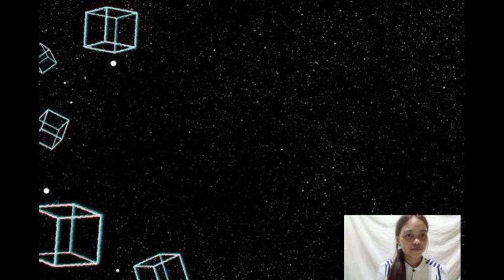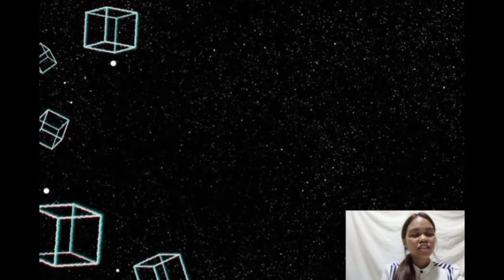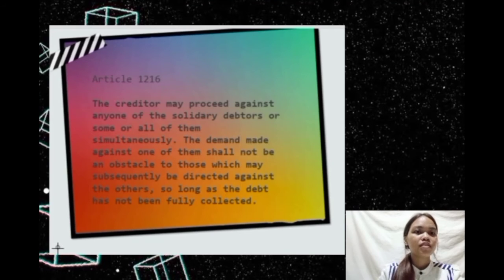Next, Article 1216. The creditor may proceed against any one of the solidary debtors or some or all of them simultaneously. The demand made against one of them shall not be an obstacle to those which may subsequently be directed against the others, so long as the debt has not been fully collected.